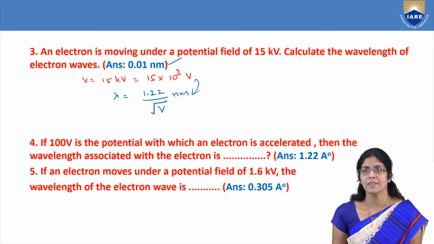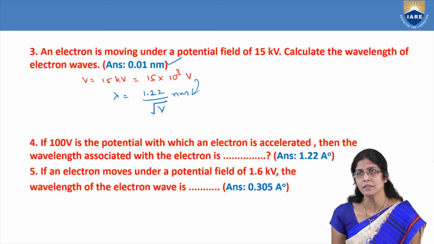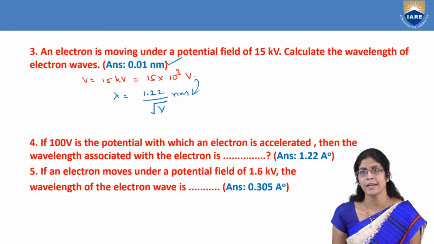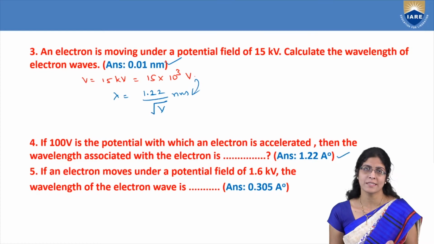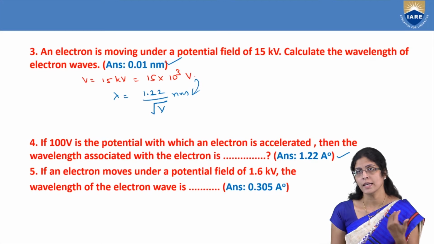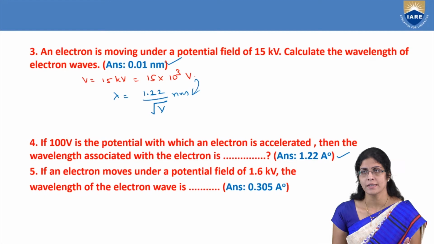The same way you are given the fourth problem. If 100 volt is given, just substitute root V as root 100, and you should end up with this answer. And if an electron moves under a potential field of 1.6 kilovolt, so V will be equal to 1.6 into 10 to the power of 3 volt, then the wavelength lambda is equal to 1.22 by root of 1.6 into 10 to the power of 3. So these are the answers for you, which are given in angstrom.